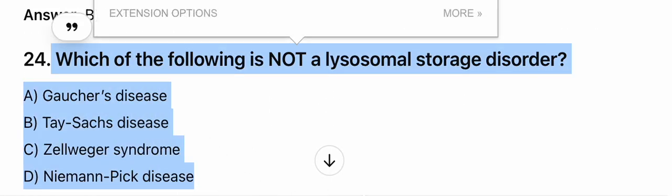Which of the following is not a lysosomal storage disorder? A. Gaucher's disease. B. Tay-Sachs disease. C. Zellweger syndrome. D. Niemann-Pick disease.